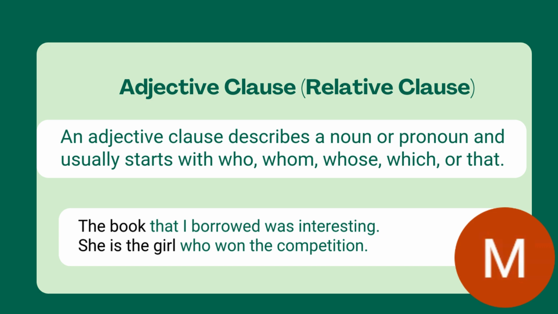Look at the second sentence. She is the girl who won the competition. Which girl? The girl who won the competition. Here, the adjective clause who won the competition is telling us more about the girl. It gives more information or it describes the girl. Which girl? Who won the competition. So, here, who won the competition is an adjective clause defining the girl.